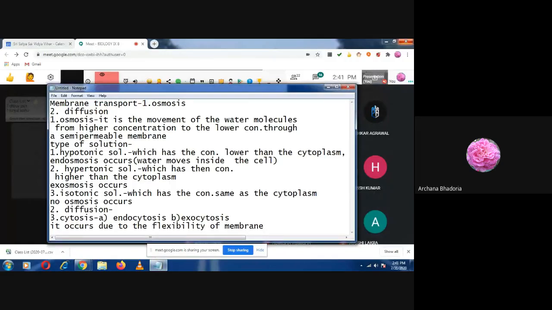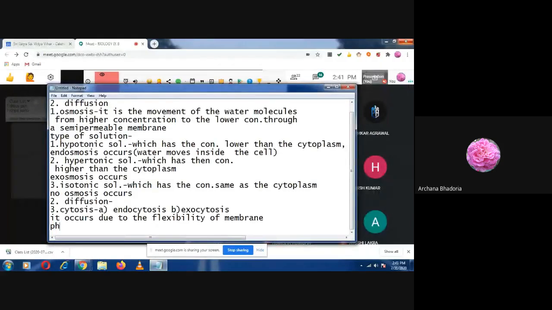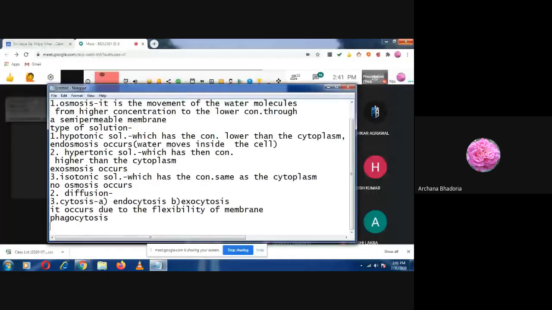How many have heard phagocytosis? Not done? No, ma'am. Now the textbook it's given. The process is phagocytosis, that is cell eating. What you call it? Cell eating, very good. And pinocytosis is cell drinking. These are the types of cytosis.